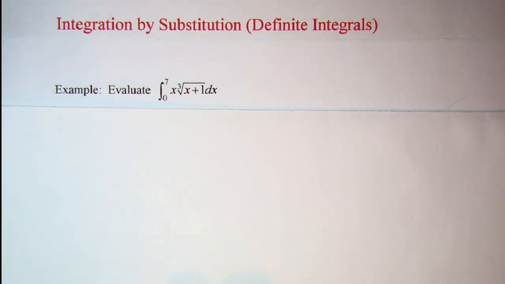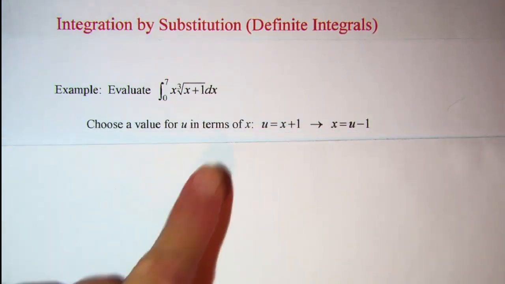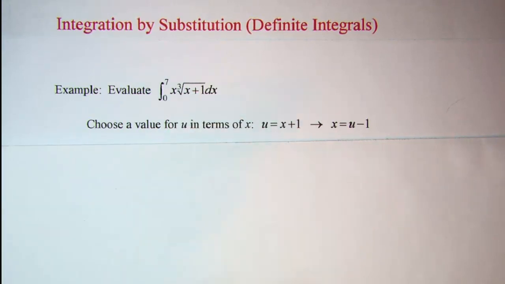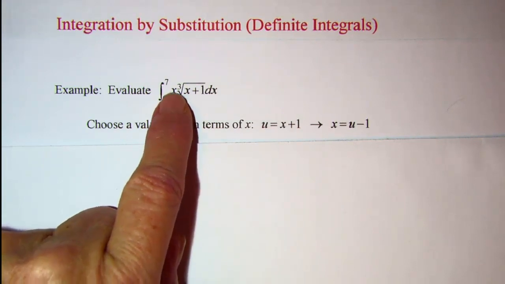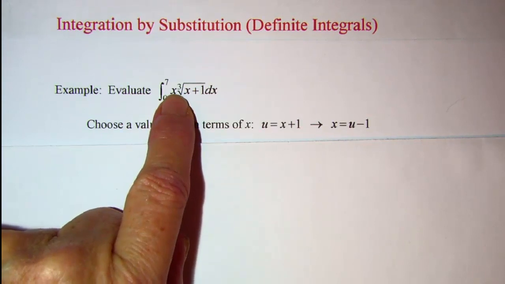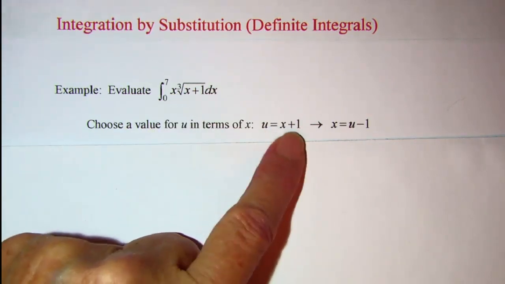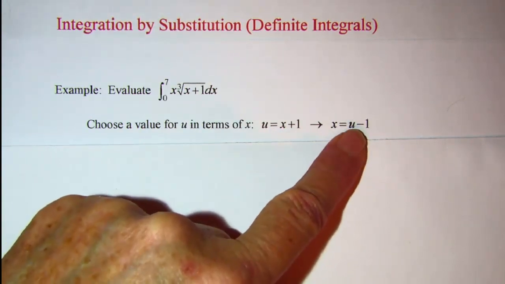Our first step is to choose a value for u in terms of x. So we will choose the radicand, x plus 1. So we get u is equal to x plus 1. Now in this problem we see that we have an extra factor of x out in front here. So we're going to need to solve for x on this equation so that we have something to sub in for x also.